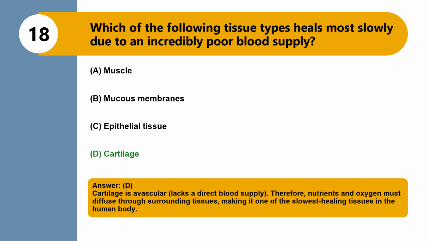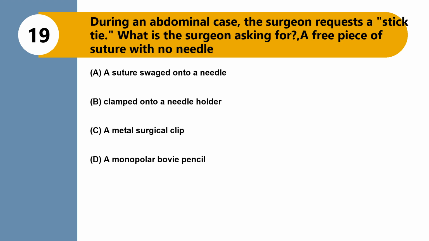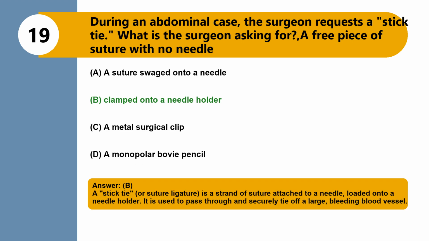Question 19. During an abdominal case, the surgeon requests a stick tie. What is the surgeon asking for? Option A. A free piece of suture with no needle. Option B. A suture swagged onto a needle, clamped onto a needle holder. Option C. A metal surgical clip. Option D. A monopolar Bovie pencil. The correct answer is option B, clamped onto a needle holder. A stick tie or suture ligature is a strand of suture attached to a needle, loaded onto a needle holder. It is used to pass through and securely tie off a large, bleeding blood vessel.